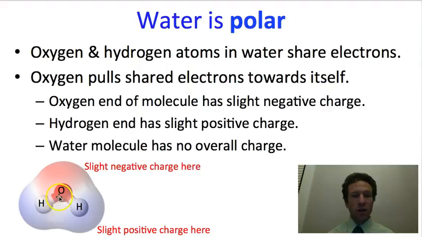So while these are sharing electrons, the electrons are hanging out closer to this end of the molecule and further away from this end of the molecule. Because electrons have a negative charge, that means this end of the molecule has a slight negative charge. And because the electrons are not close to this side, this side of the molecule has a slight positive charge. And essentially then, a water molecule is analogous to a very weak magnet.